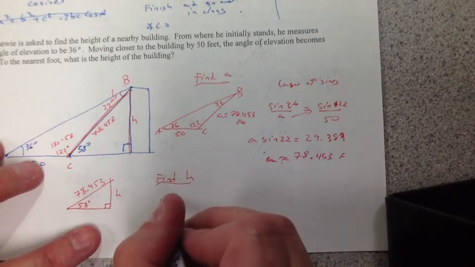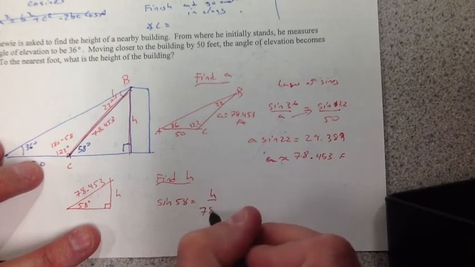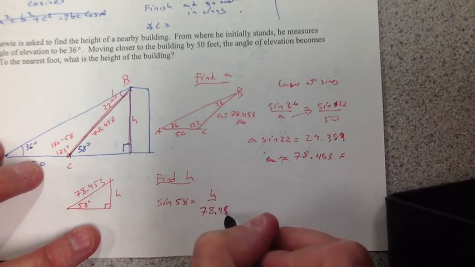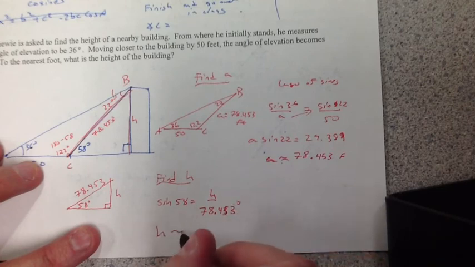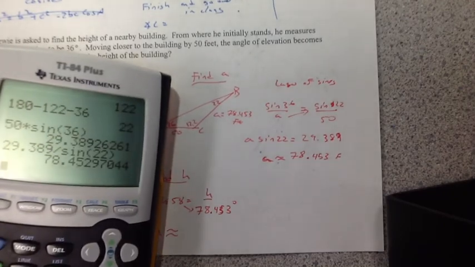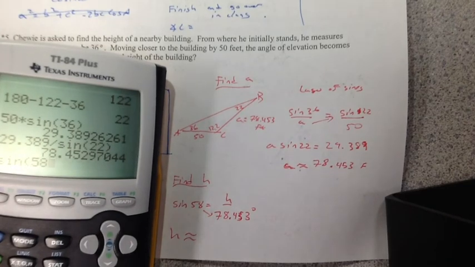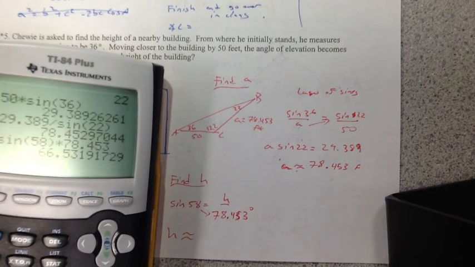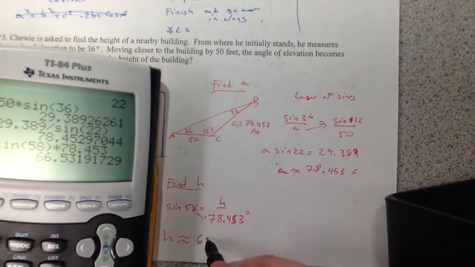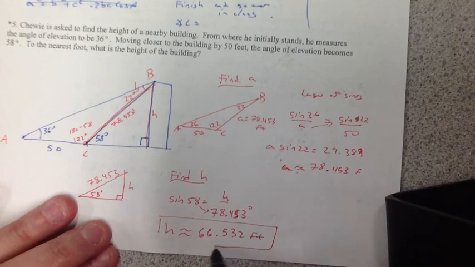So we're going to use sine of 58 equals H over 78.453. So just cross multiply here. We get the sine of 58 times 78.453, and we get about 66.532 feet. So the height of the building is roughly 66 feet tall.